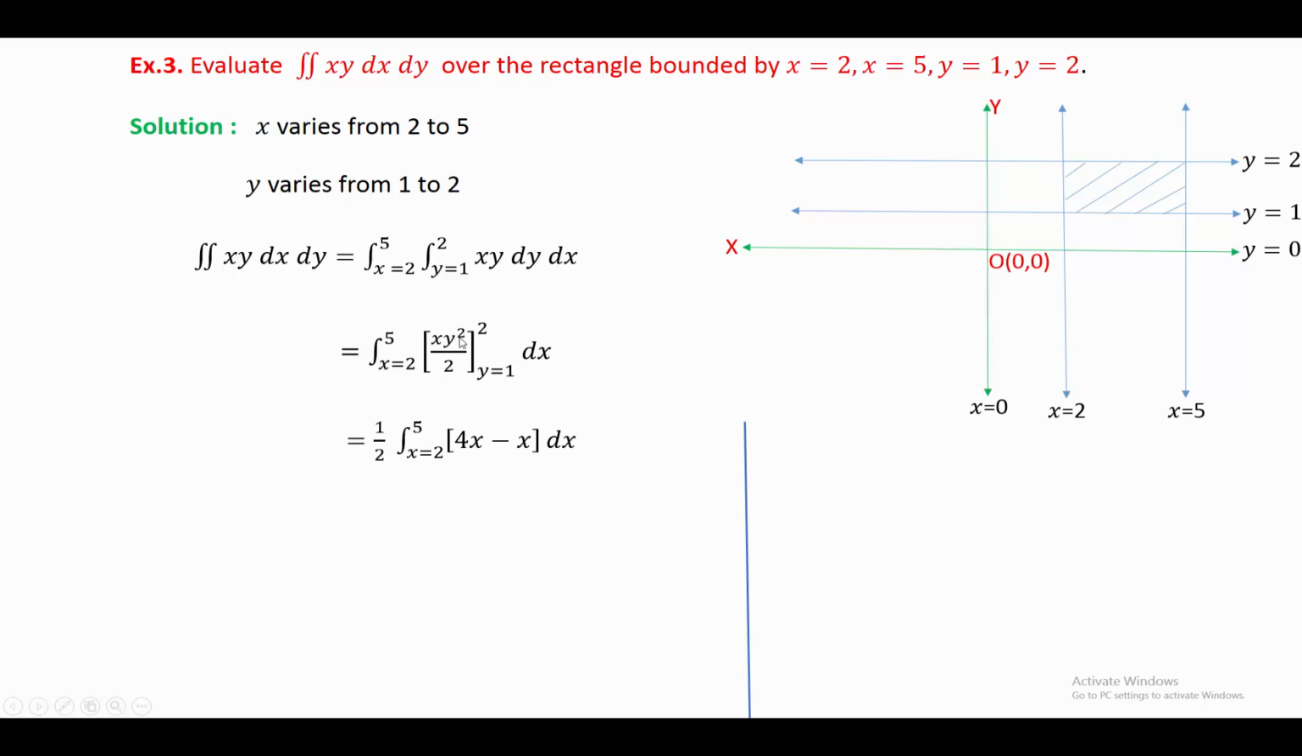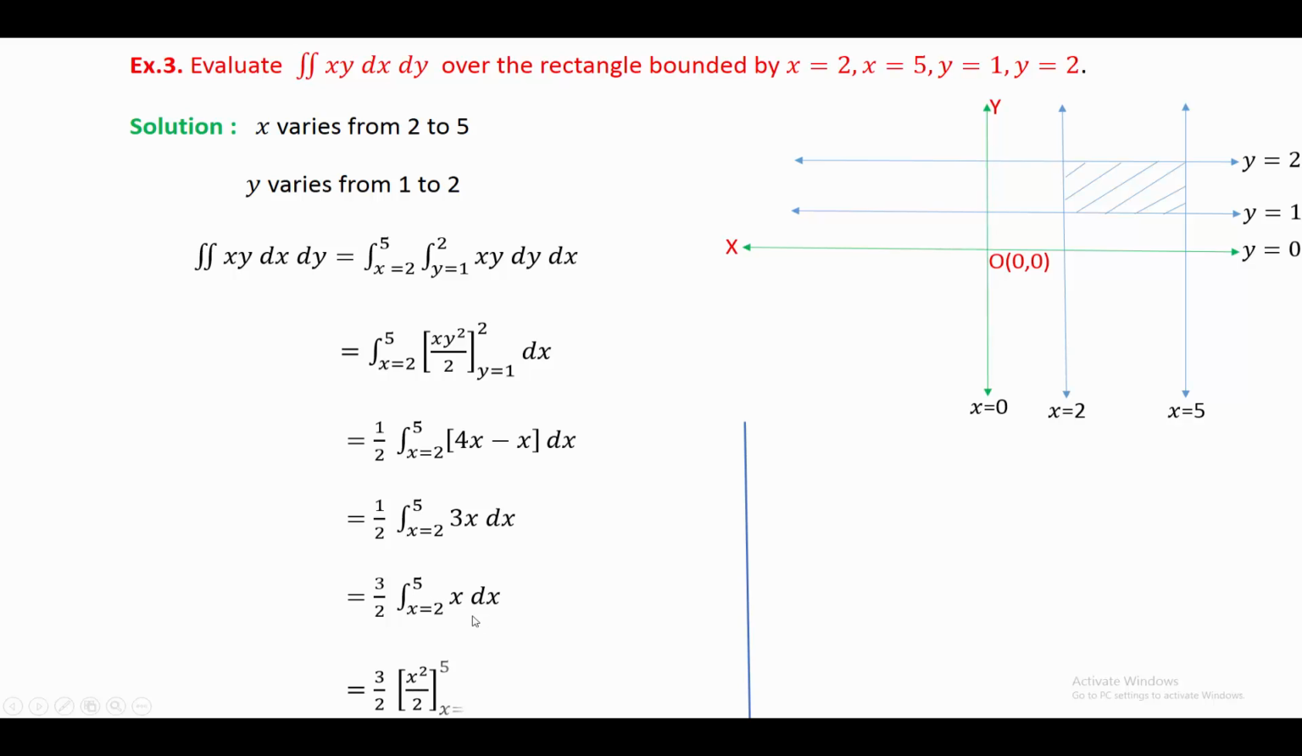So 2 square is 4, so 4x. Minus, put the lower limit, value of y is 1, x into 1 square is 1, so only x. 4x minus x dx. Now 4x minus x means 3x. So 1/2 integral x varies from 2 to 5 of 3x dx. Now 3 is a constant out of the integration, so it equals 3 by 2 times the integral x varies from 2 to 5 of x dx.